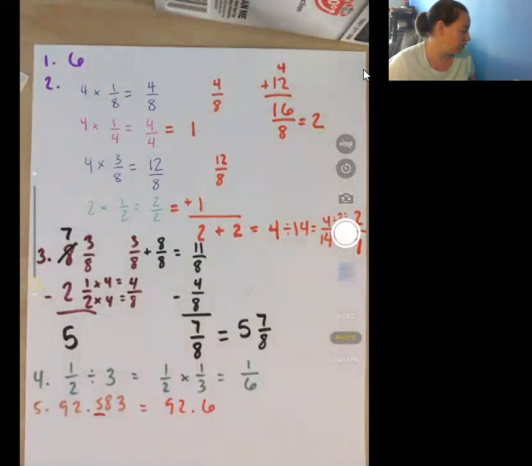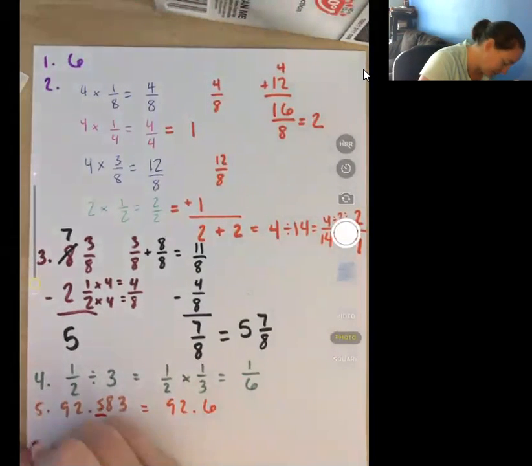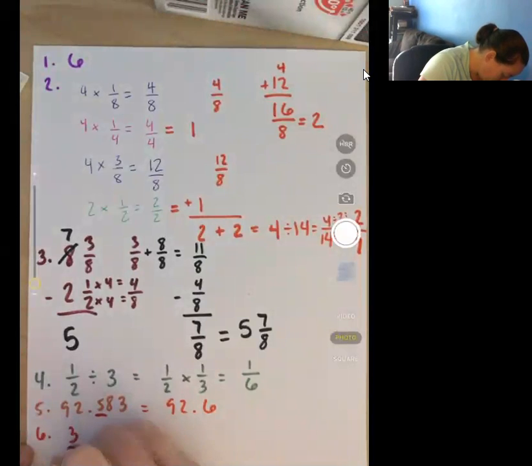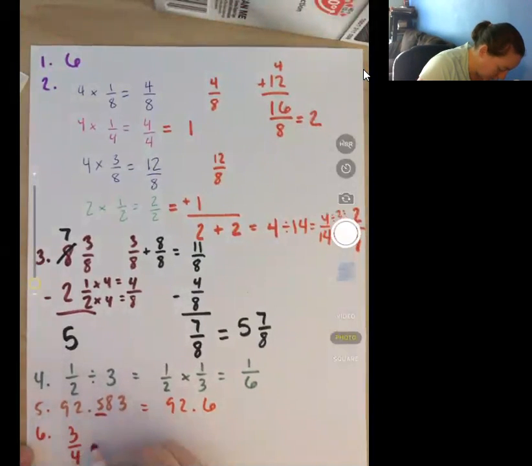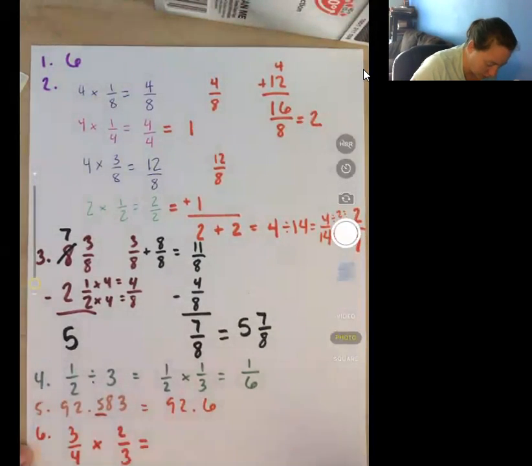Number 6, in Yoshi's garden, 3/4 of the flowers are tulips. Of the tulips, 2/3 are yellow. What fraction of the flowers in Yoshi's garden are yellow tulips? Okay, so we end up with number 6, 3/4 are tulips, times 2/3, which are yellow.